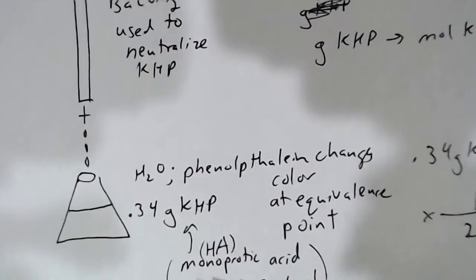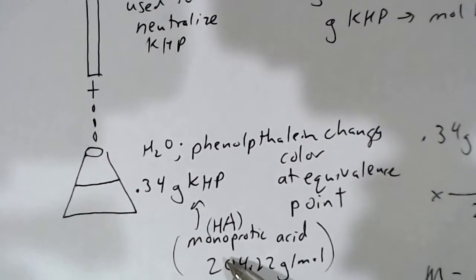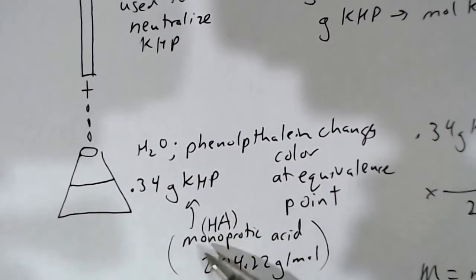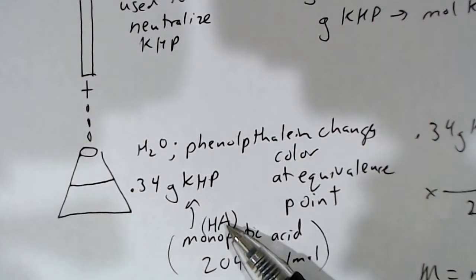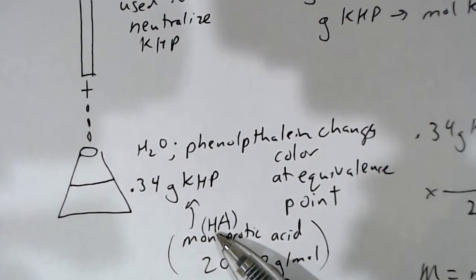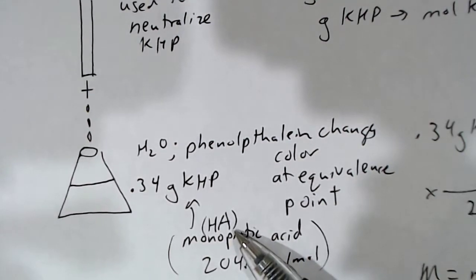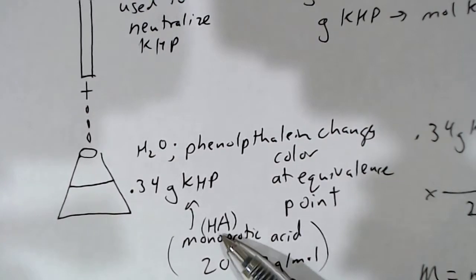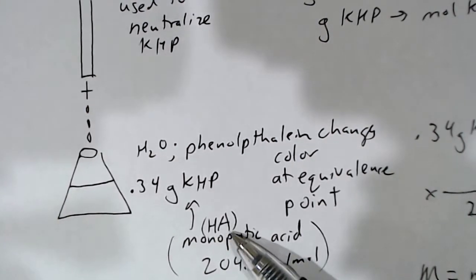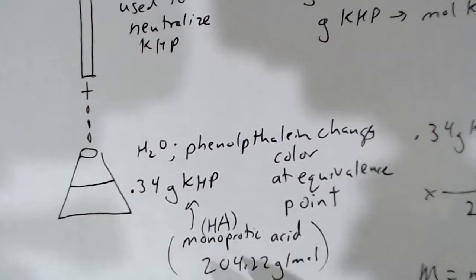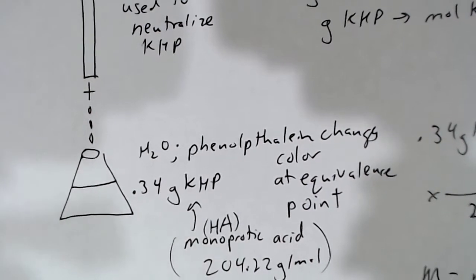This KHP, I am going to kind of just symbolize it with HA. This is a generic monoprotic acid. There's just one proton, H, on that conjugate base, the A minus. You can use this for plenty of other monoprotics as well. HA is the generic symbol. Now the thing about KHP is it has a molar mass of 204.22 grams per mole. I think you'll need this in one of the problems on the worksheet.